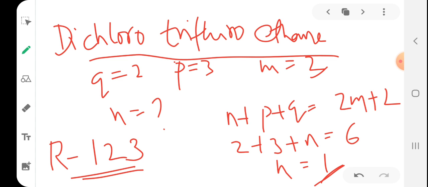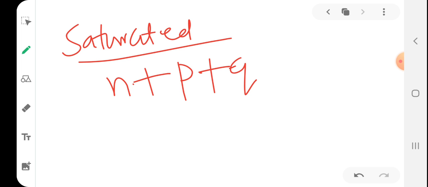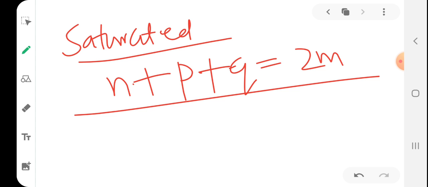So this is for saturated compounds. In case of unsaturated compounds, the same method persists, but the difference is n plus p plus q should be equal to 2m. Right? n plus p plus q should be equal to 2m in case of ethene, propene, butene and all, right? Unsaturated compounds. So this change remains.